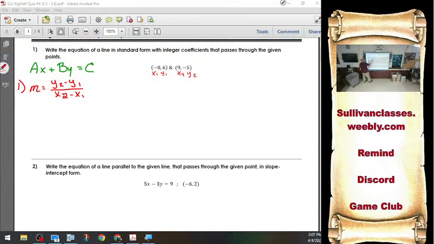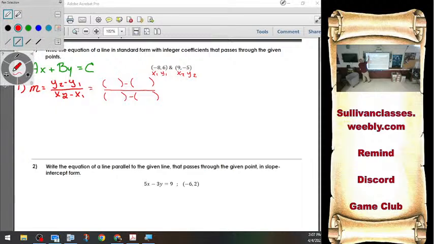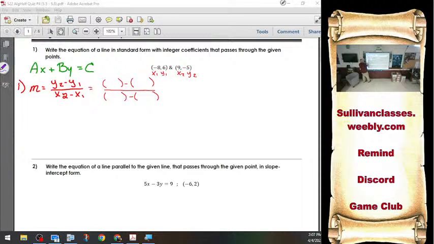So I'm going to say second y minus first y. Use your parentheses so we don't mess up our signs. I've seen you getting better about that recently. y2 is negative 5. y1 is 6. There we go. Words are hard. 9 minus negative 8 for x2 minus x1.